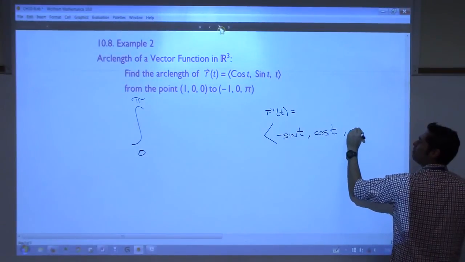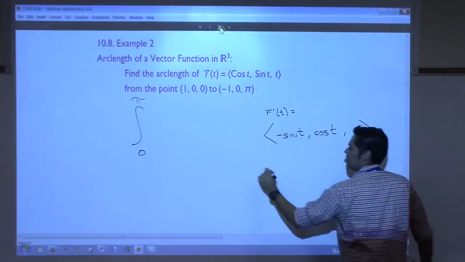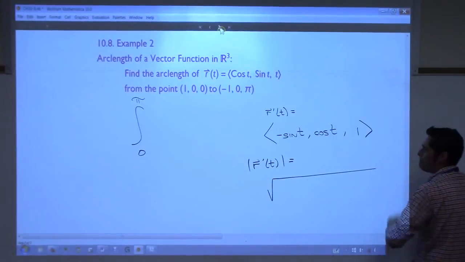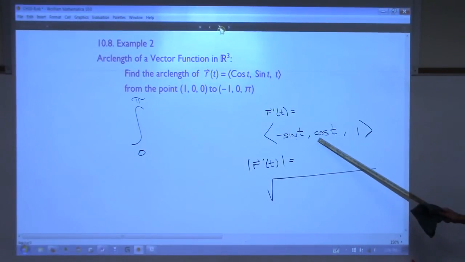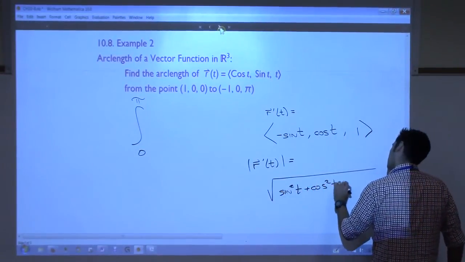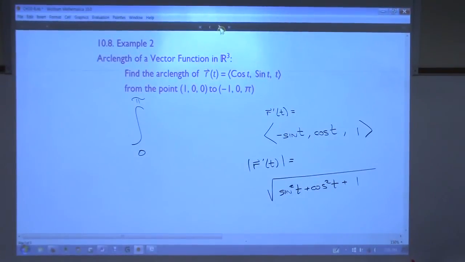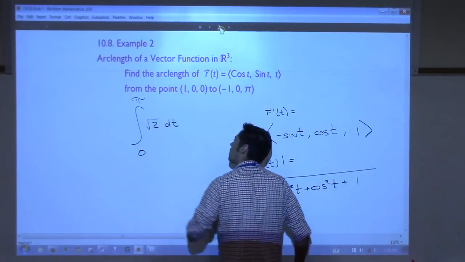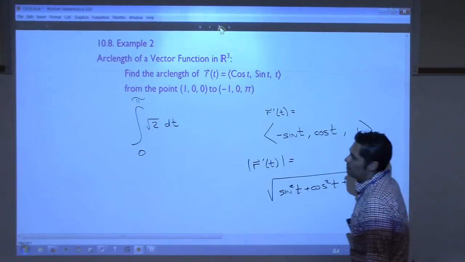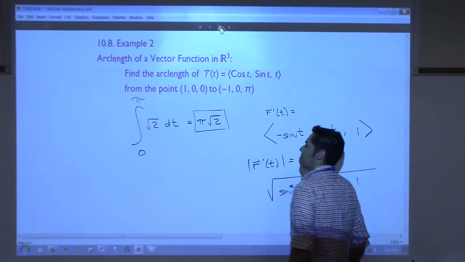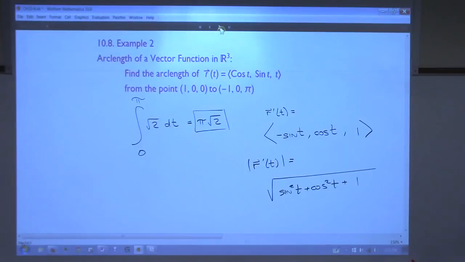What is this last one? 1? Now the length. Square root of sine squared t plus cosine squared t plus 1. Which is what? Square root of 2. So we're just integrating root 2 with respect to t. And if you do that, you should get pi times root 2. I'm not going to do it. That's how long that curve is.